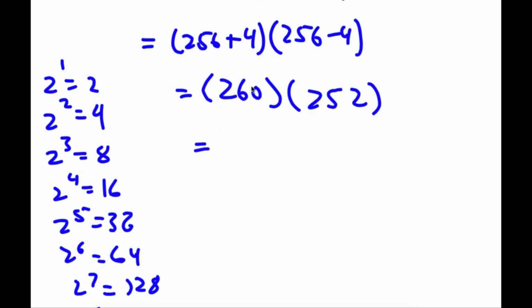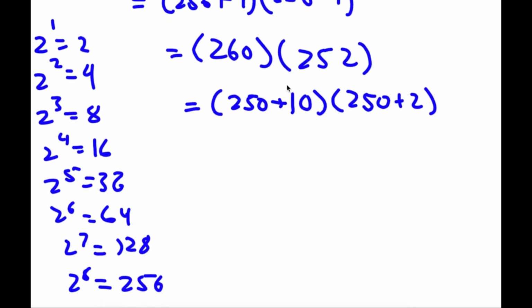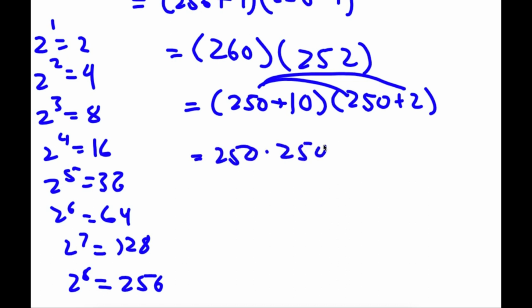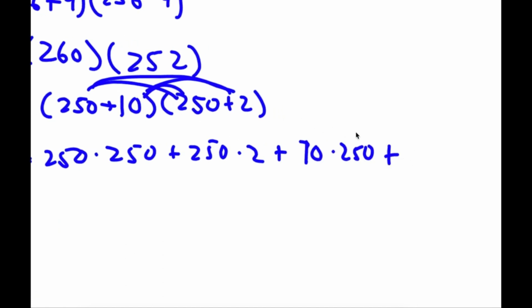Now I'm going to rewrite this. 250 we can rewrite as 250 plus 10, and 252 we can rewrite as 250 plus 2. So now we have 250 plus 10 times 250 plus 2. So I'm going to first start by distributing the 250. So now this is equal to 250 times 250 plus 250 times 2. Now I can distribute the 10. So I have plus 10 times 250 plus 10 times 2.